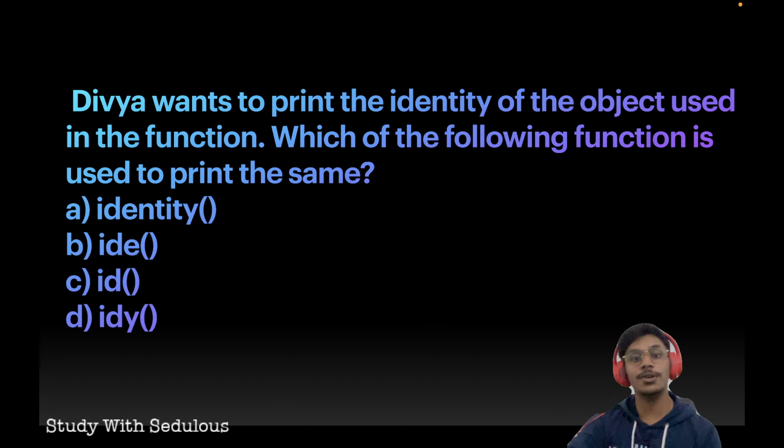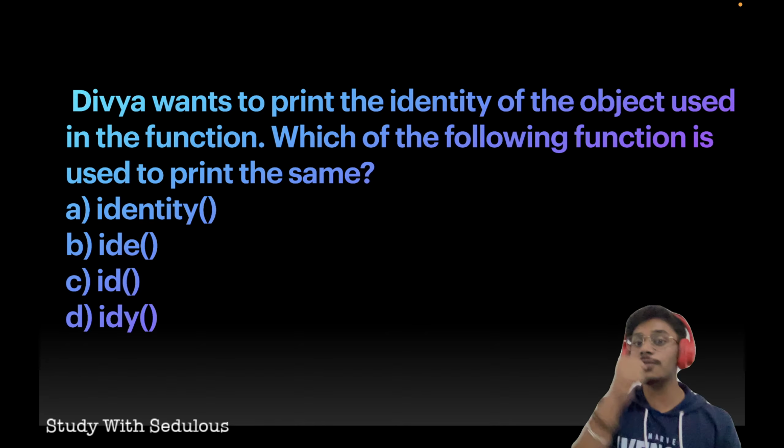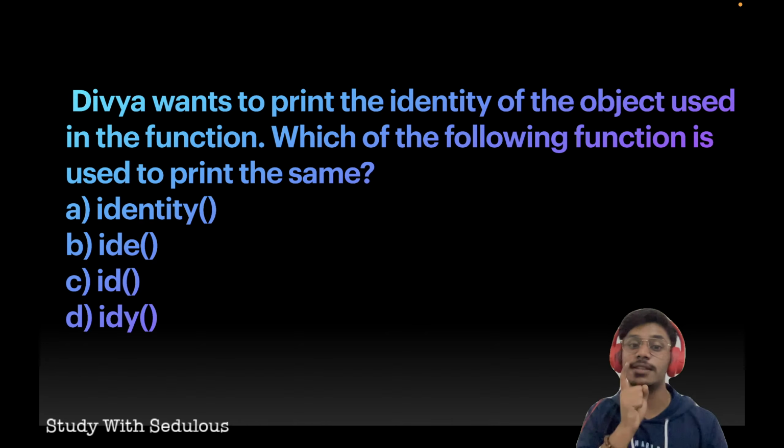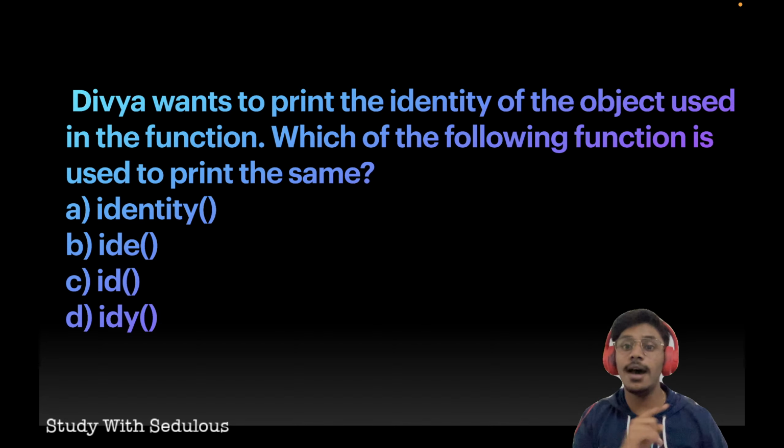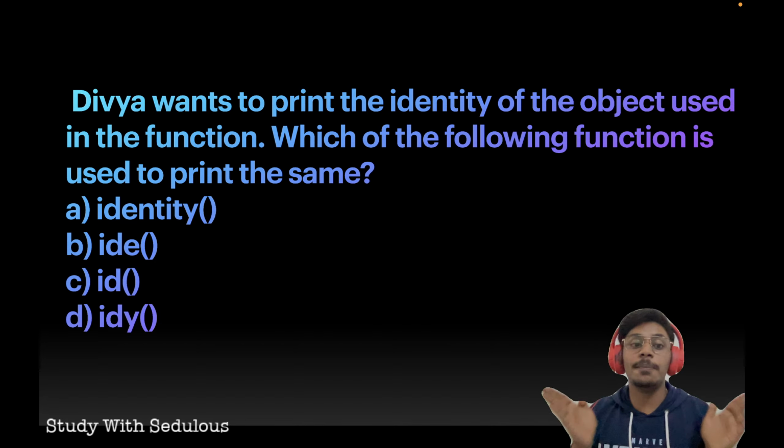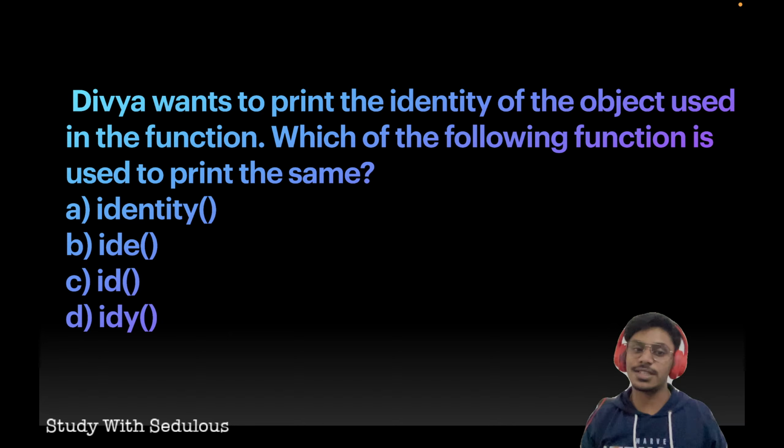The question wants to print the identity of the object used in the function. Which of the following functions is used to print the same? Identity. Identity in Python is given by id. The id function. What does id give? id gives us the type of the function.